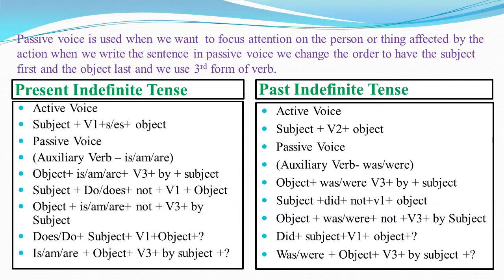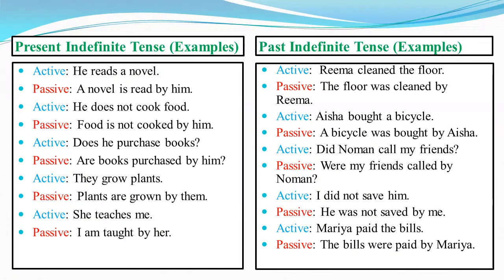Okay, here are some examples for present indefinite tense and past indefinite tense. Let's see the examples of present indefinite tense first. The active sentence is: he reads a novel. Okay, in the passive, novel is object and he is subject. In passive voice we will write object first, a novel, and then we will put auxiliary verb is, and then the third form of verb, read, by him. Him, we will put the objective case of he here.